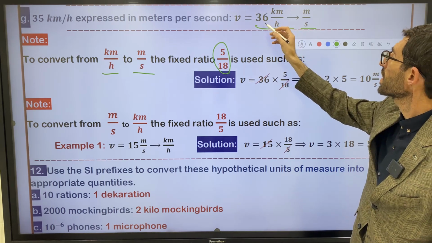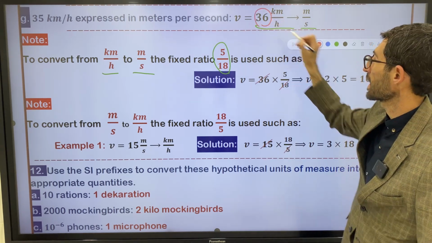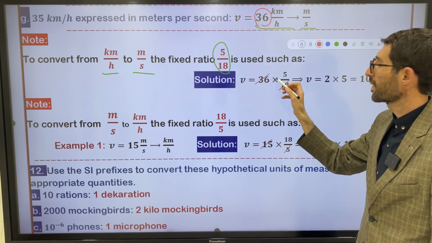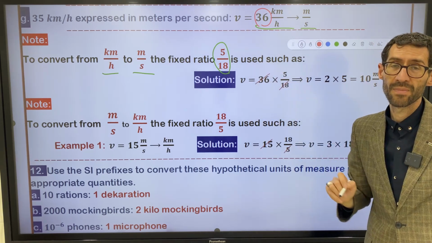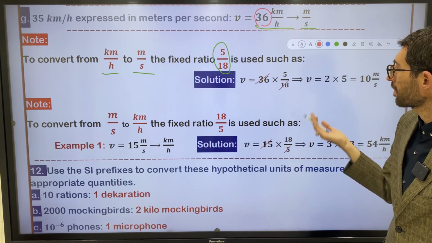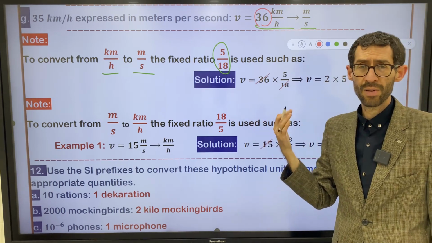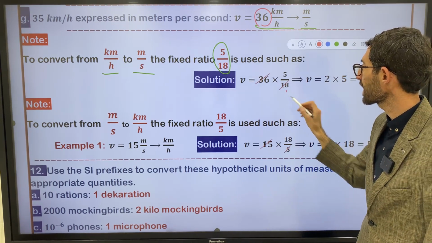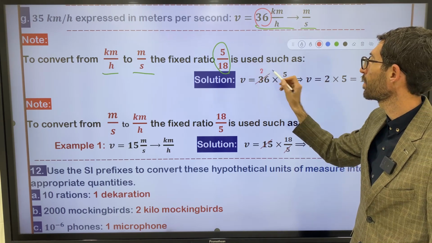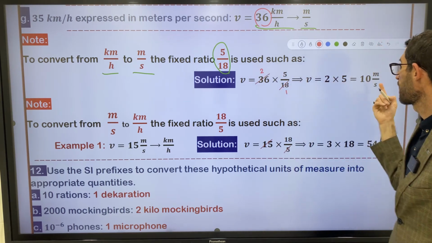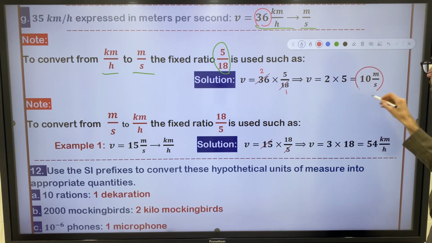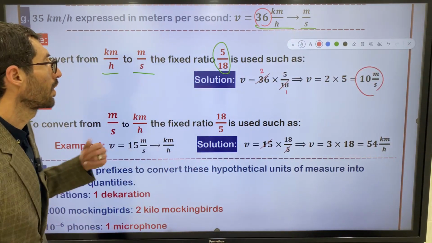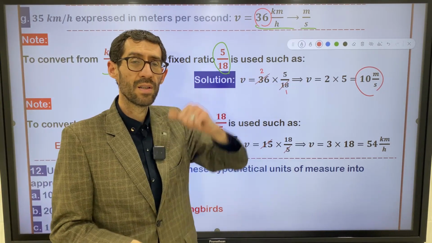So what's our original number? 36. So I'll bring it down here: 36 multiplied by 5/18. You can simplify them together. 18 divided by itself becomes 1. 36 divided by 18 becomes 2. 2 times 5 becomes 10. And actually, we have 10 meters per second, right? It's very easy. If you memorize the ratio, it takes only 1 step.